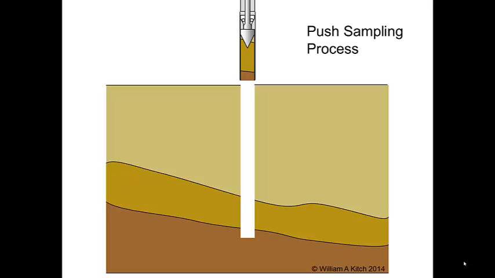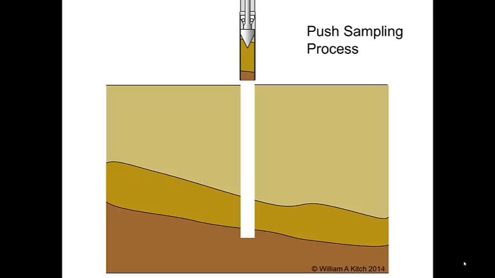The sample is a relatively small sample, approximately 3.5 to 4 centimeters in diameter and 15 to 25 centimeters long, and it is considered a disturbed sample. If a sample is desired from a deeper depth at the same location, the sampler is cleaned, reset, and then pushed down the same hole to the next sampling depth.